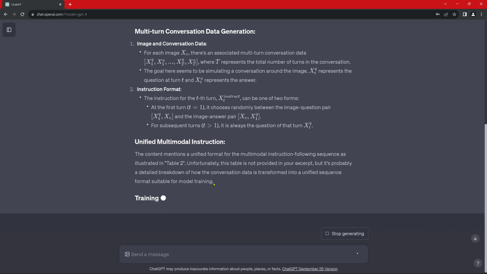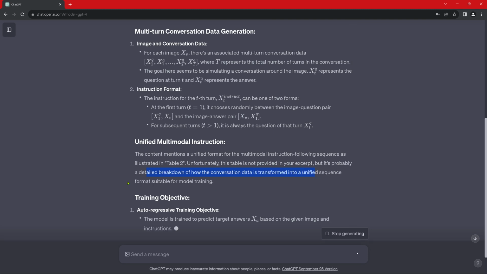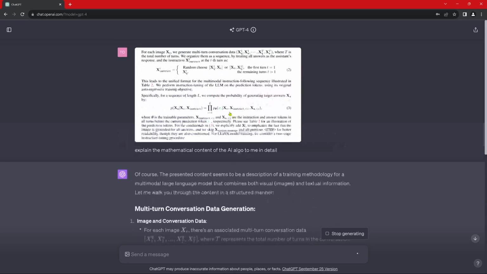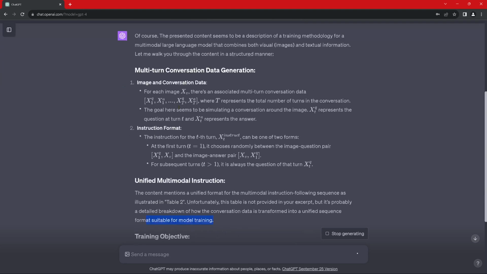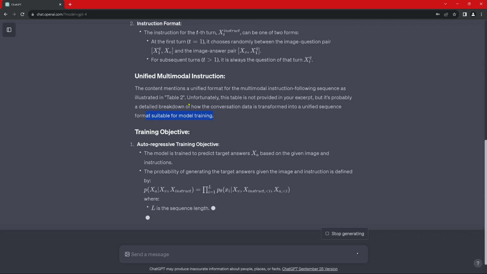2. Unfortunately, table 2 is not provided. Yes, that's correct. It's missing. But it's probably a detailed breakdown of how the conversation data is transformed into a unified format suitable for model training. Correct. You see, it understands this and it can understand the content of the mathematical formula. This is wow. Honestly, wow. From an image, not even from an input, from an image.